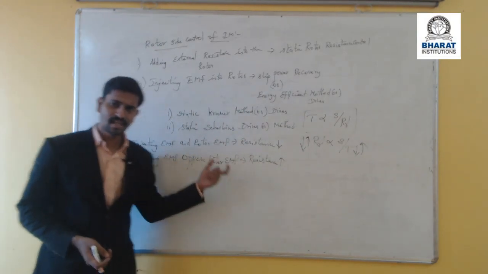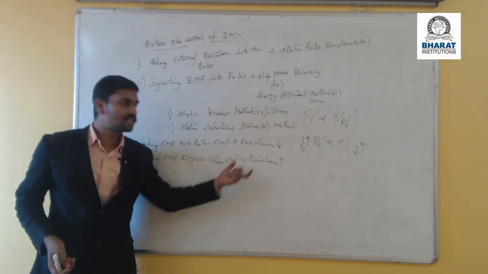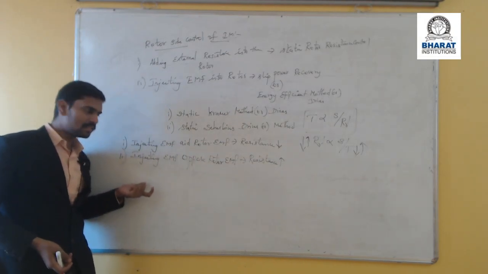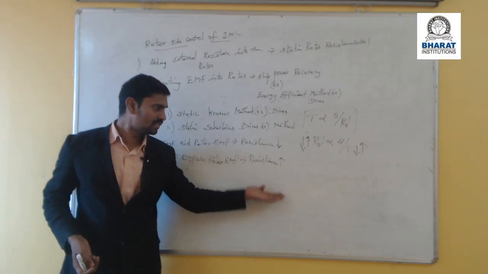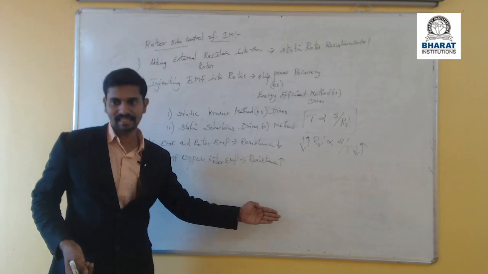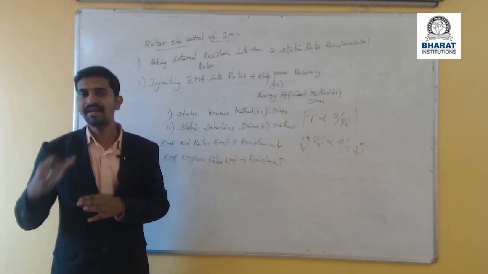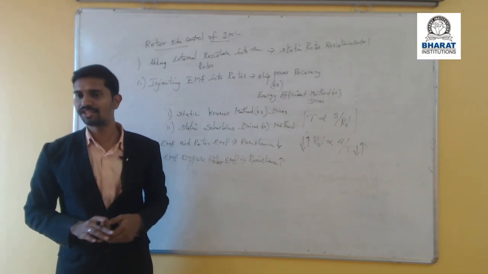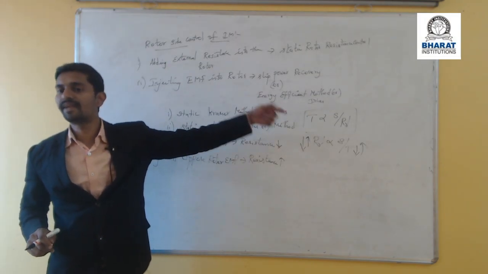So if my injecting EMF aids the rotor EMF, my rotor resistance value will be decreasing. The other case is that my injecting EMF opposes the rotor EMF, which means the rotor resistance value will be increasing. Based on injecting the EMF, we achieve the speed control of the induction motor, that is, the slip ring induction motor. This method is known as the slip power recovery system.